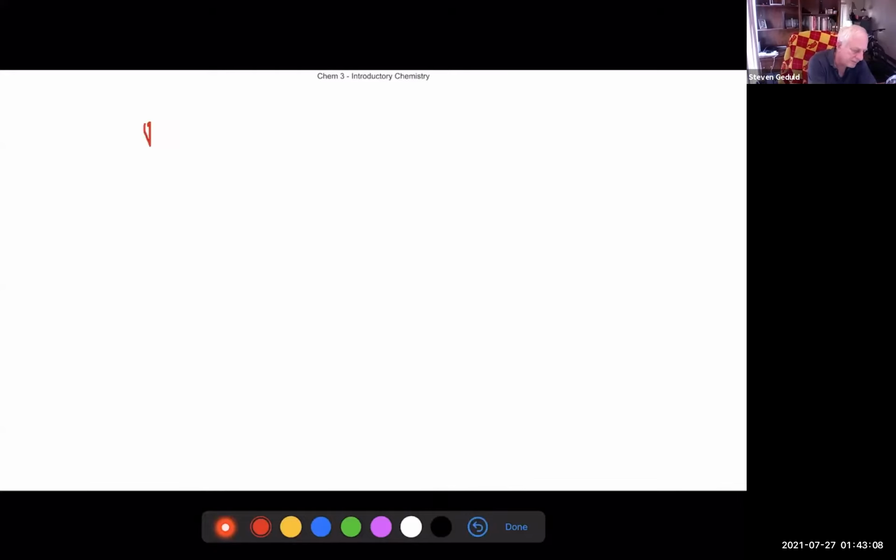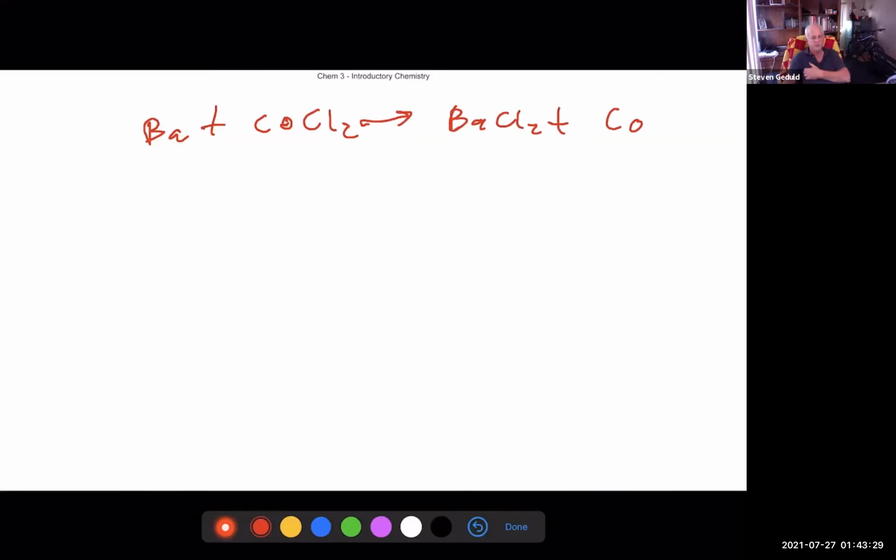So barium, solid, elemental barium, reacts with cobalt 2 chloride, and it's going to go to barium chloride plus elemental cobalt. There we go. Much better, that makes more sense. So there's your molecular formula.